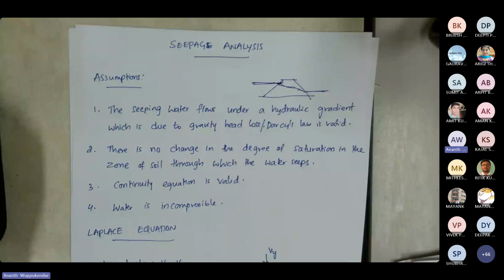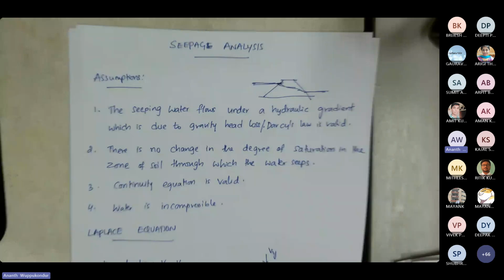And since the water is flowing through soil, we assume that Darcy's law is valid. And then we also assume that there is no change in the degree of saturation of the soil. And the continuity equation is valid, meaning whatever the volume of water is entering must leave. So that is the continuity equation. And then water is incompressible, meaning the density of the water is not changing over time. So the density is constant.